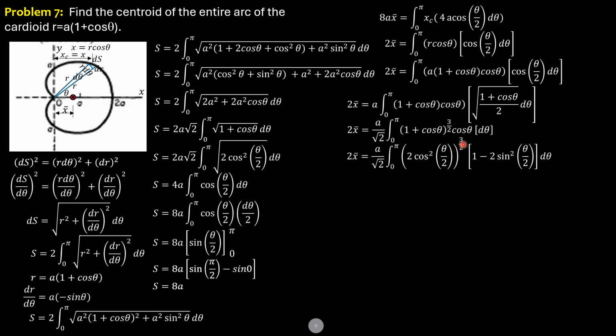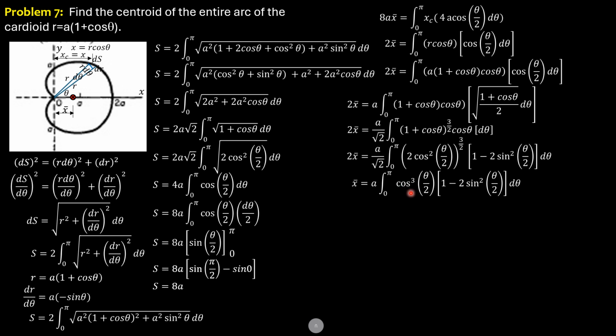So 2 to the 3 halves is the same as 2 square root of 2. So we cancel square root of 2. Because we have 2 here, we also cancel 2. So this is now x bar in the left side equals a integral of cosine cube of theta over 2 times quantity 1 minus 2 sine square theta over 2 d theta. So again, x bar equals a integral 0 to pi cosine cube theta over 2 quantity 1 minus 2 sine square theta over 2 d theta.